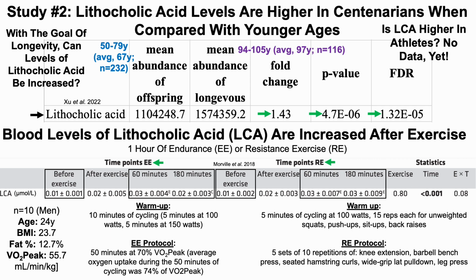So this then raises the question, are lithocholic acid levels in blood higher in athletes when compared with sedentary subjects? That's another one that I haven't come across data on, but if so, it could suggest that may be one reason why there's an increase in average lifespan, at least in animal models, for exercise training when compared with sedentary animals. So if anyone's come across the athlete data on lithocholic acid levels in blood, please leave it in the comments. I'd be happy to share it with the community.